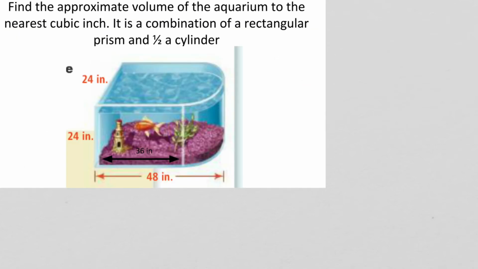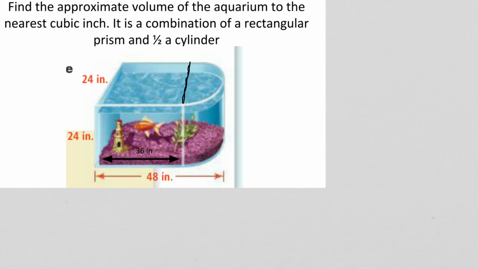Okay, here we have an aquarium, and it's got a rectangular prism and half of a cylinder here. Hopefully you can see this half of the cylinder coming out. All right, so let's find the volume for both first. Let's do the rectangular prism first.